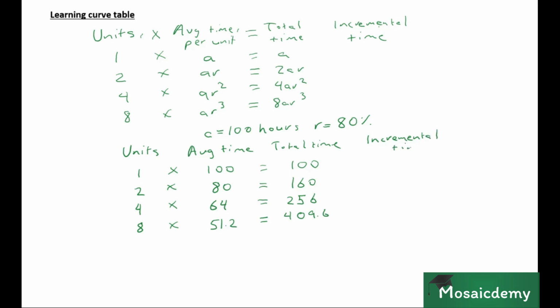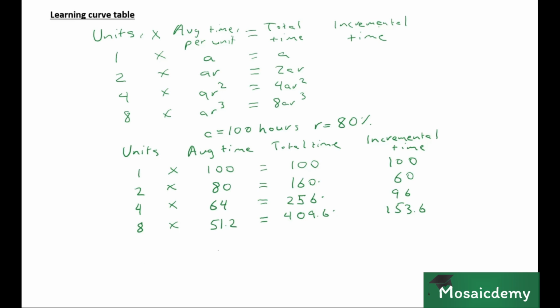For incremental time, we simply take the total time of the row and subtract from it the total time of the previous row. In the first row, this doesn't apply because it's the first row, so the incremental time will simply be 100. The unit took 100 hours to make. In the next row, the total time was 160. From 160, we subtract 100 to get 60. For the next row, 256, we subtract from that 160 to get 96. And in the last row, 409.6 minus 256, we get 153.6. We can carry on with this format if need be.